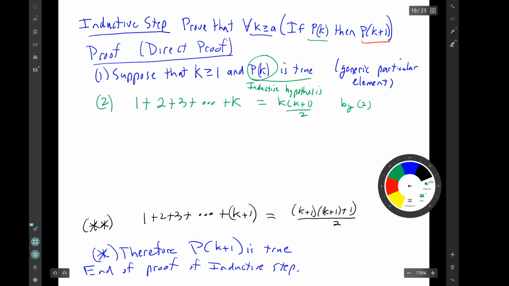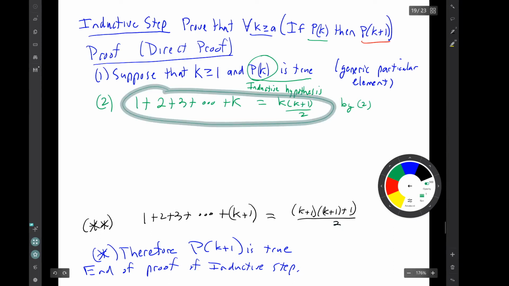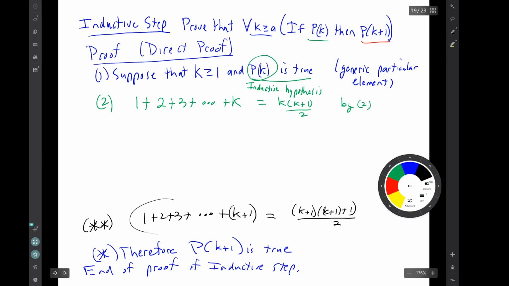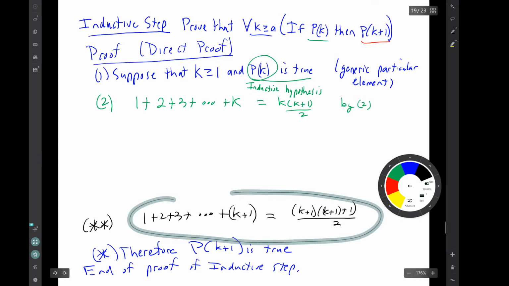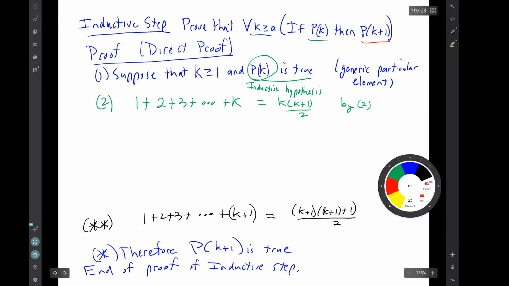Now we're supposing that this one is true. That's the inductive hypothesis. But we have to prove that therefore this is true. So there's our gap that we've got to bridge. We've got to somehow get from statement 2 all the way down to this statement. Well, how do we do that? Well, we can start by doing this. We can build the left side of this equation and then see if it equals the right side of this equation.